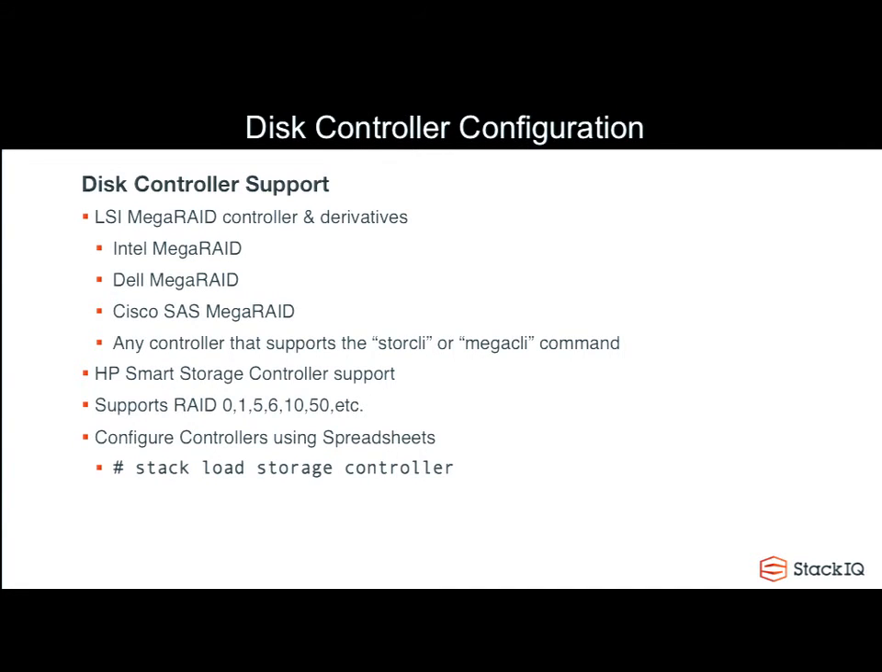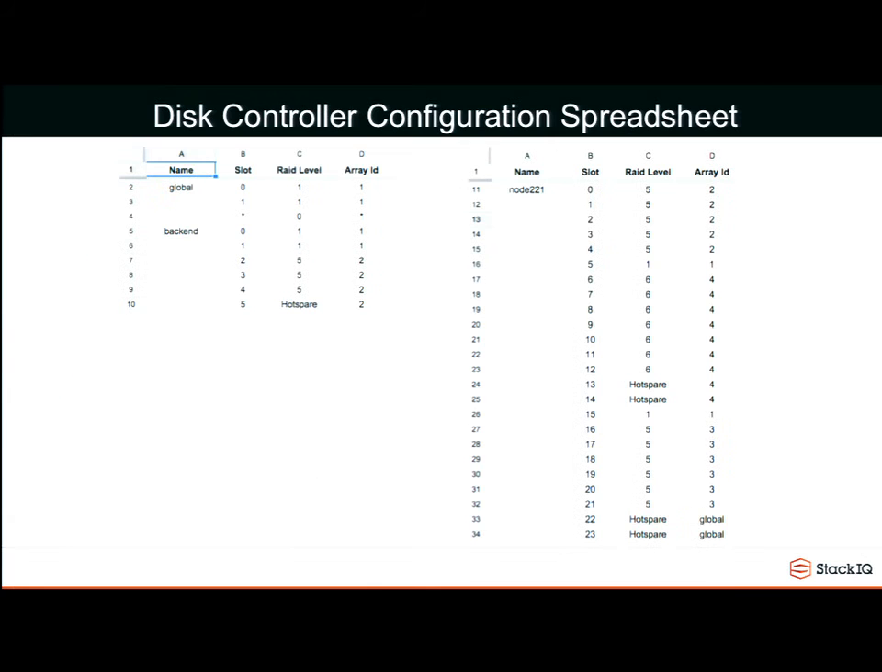Intel, Dell, Cisco, they're all pretty much rebrandings of the same LSI chip. So anything that actually supports the store CLI and the mega CLI command, we can pretty much wrangle. And then finally, you have the HP Smart Array RAID controller as well, which we support. We have hardware RAID support for 0, 1, 5, 10, 50, 60, etc., and the 1+0 that HP has. And we actually can configure all this using the same command line utilities that we have. And in this particular case, this is what a disk controller configuration spreadsheet looks like.